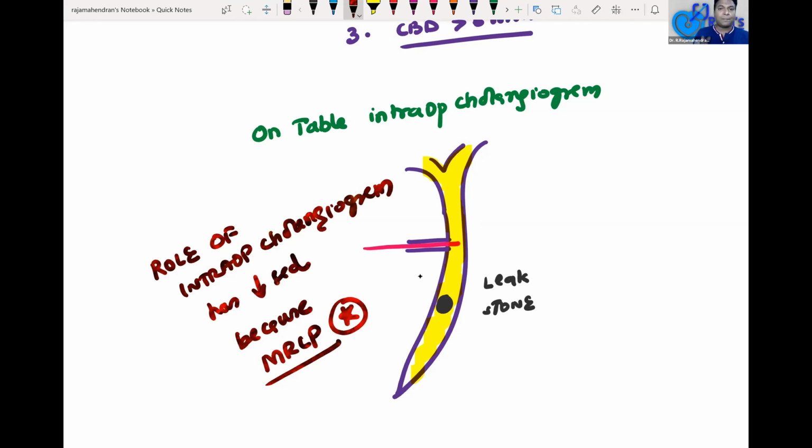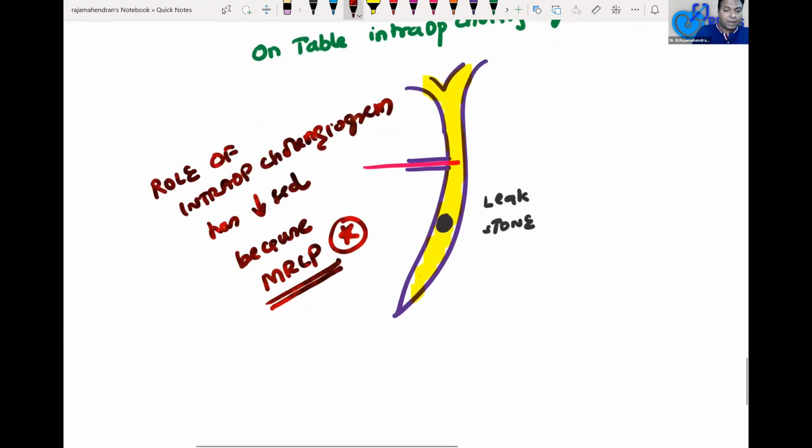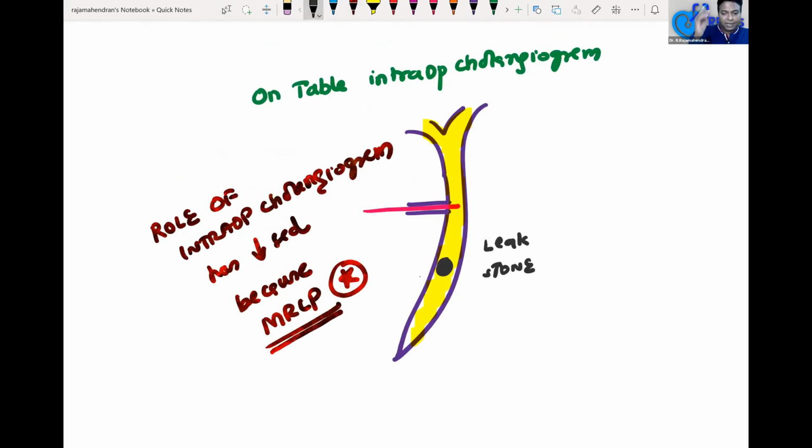So intra-op cholangiogram, I have not done. We have done hundreds of cholecystectomies in the past 5 years, but I have never done an intra-op cholangiogram. But 90% of the patients, I ask them to come with an MRCP report. Only with the MRCP report, I will proceed with the surgery. So this is very important. On-table intra-op cholangiogram, please don't forget, is slowly decreasing because of the MRCP pictures. Okay, this is a very important thing. You should not forget.